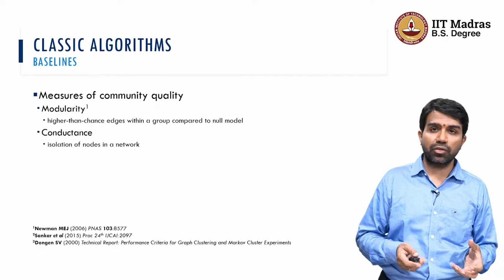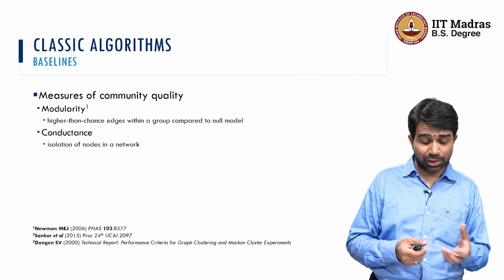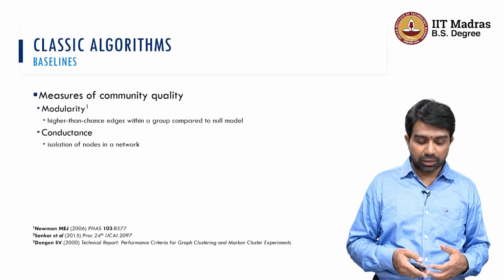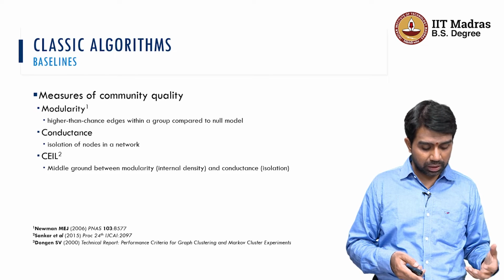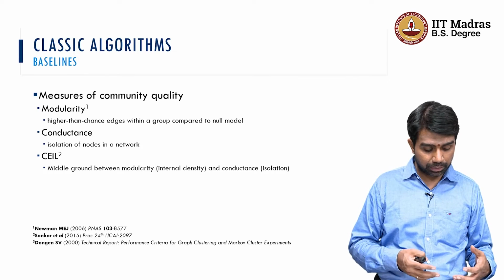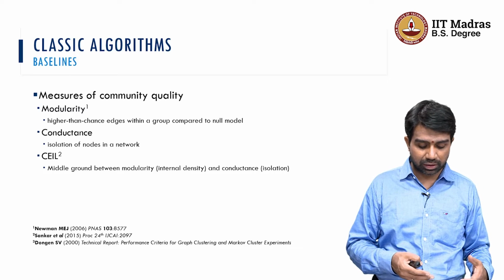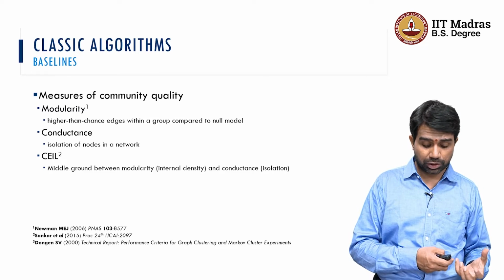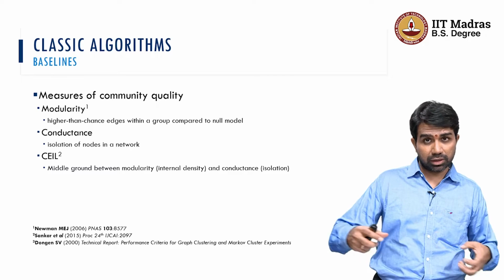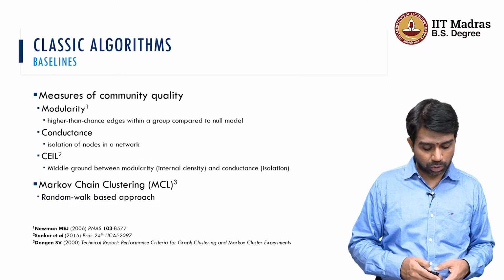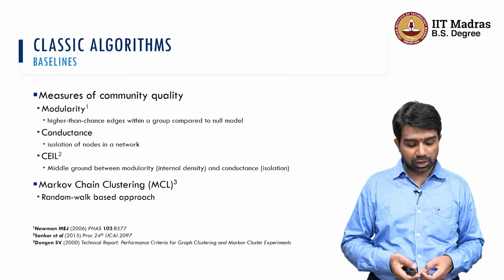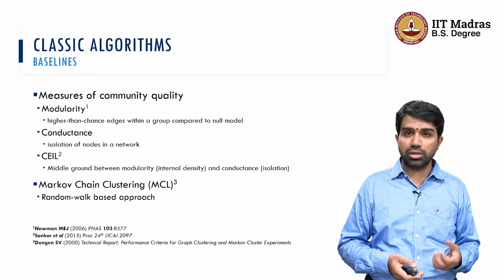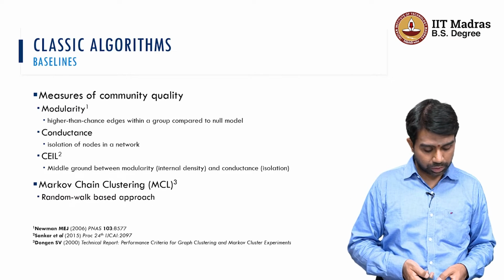And then there is this measure of conductance, which tries to measure how isolated nodes are in a network. And then there is this algorithm called SEAL, which tries to take middle ground between modularity and conductance. So modularity tries to measure internal density, whereas conductance tries to measure isolation. And then there is Markov chain clustering, which is a random walk based approach. This was also something that we used.